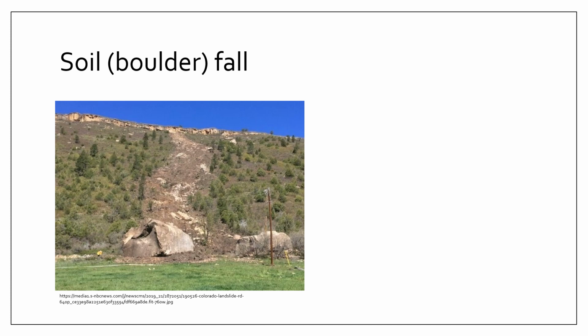All right, so this is an example of a soil fall. So you can see here the boulder, and you can basically have here outcrops, relatively weathered outcrops that probably contain mixtures of boulder and soil.